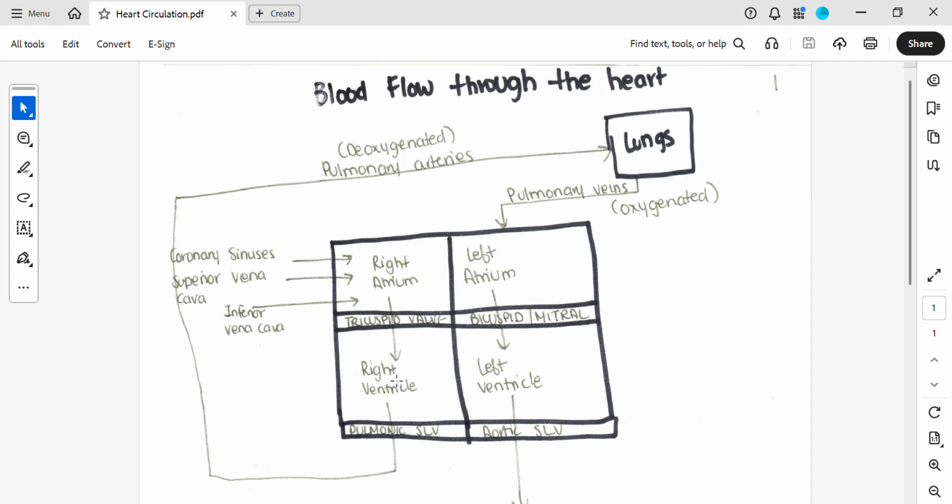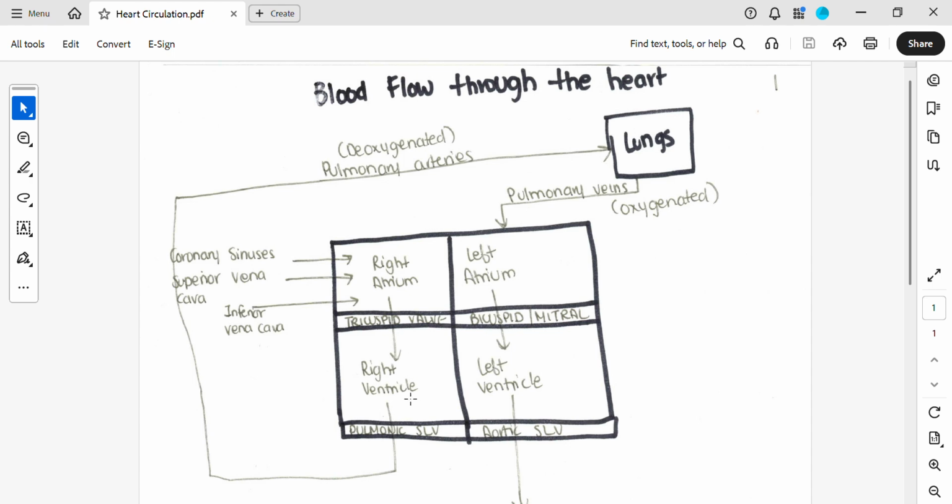Between the right atrium and the right ventricle, the valve that's there is called a tricuspid valve. So tri refers to three. Cusps are just the shape of the cusps. So there's three cusp shaped valves that are separating right atrium and right ventricle. Similarly, between left atrium and left ventricle, we have the bicuspid or mitral valve.